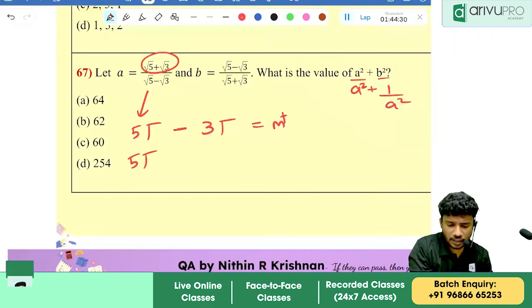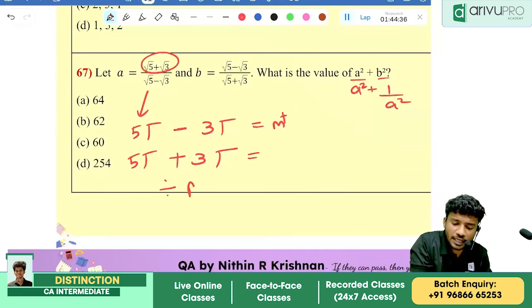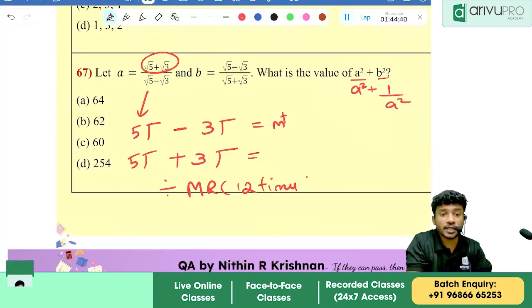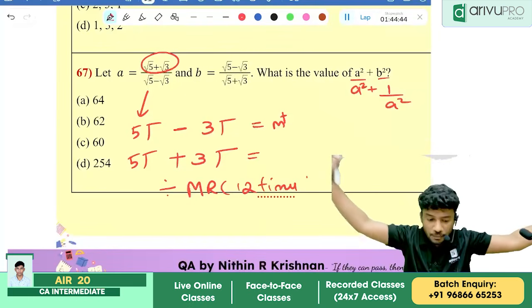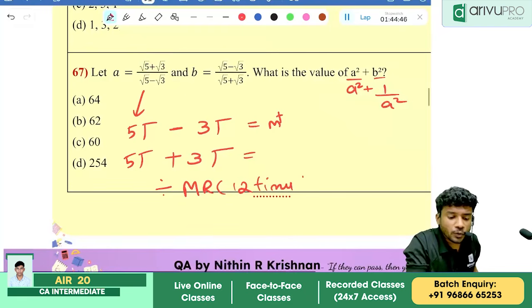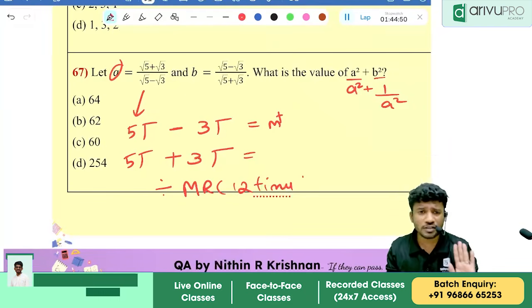Type 5, click root, plus, then 3, click root, then click equal to, divide with MRC 2 times. Why are you clicking MRC 2 times? You are recalling it back and clearing the memory also, correct? Then A is found. You got A on your calculator, some 7 point some value. Everyone got 7 point something?